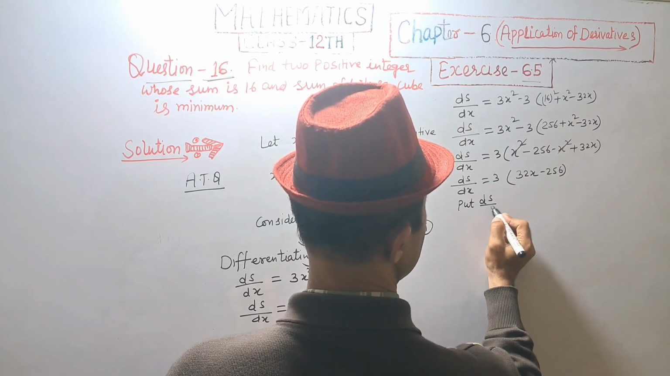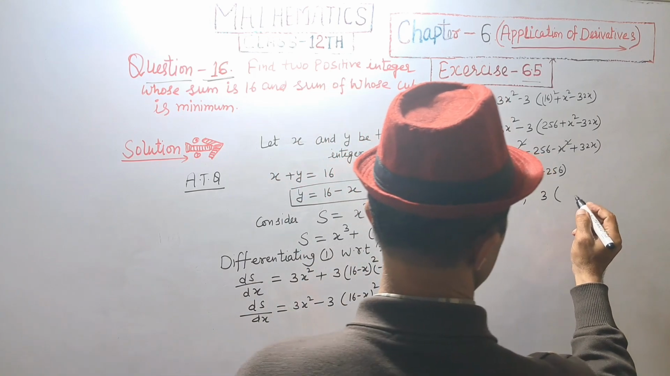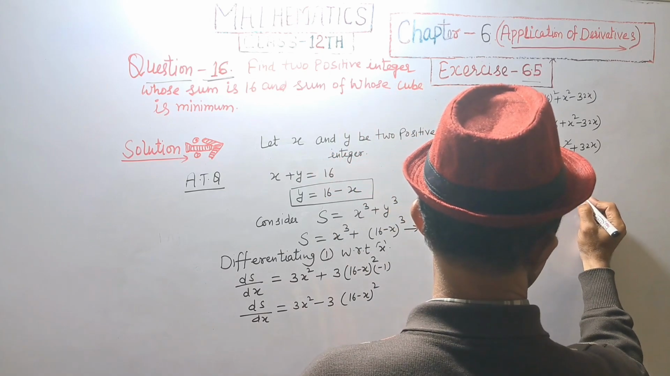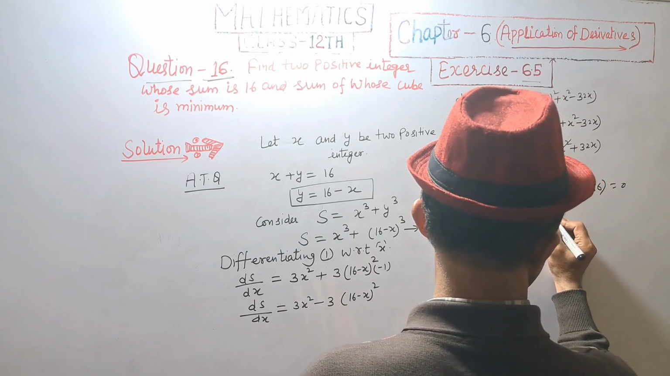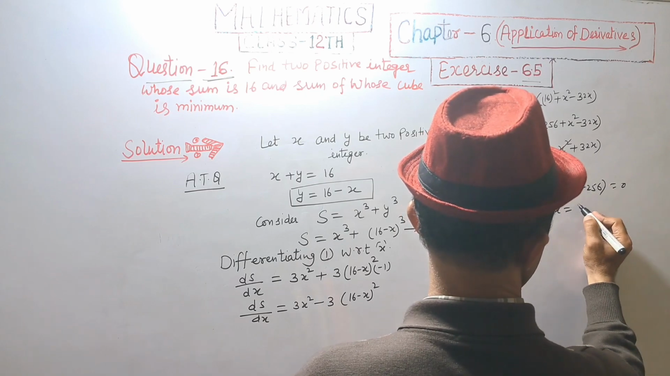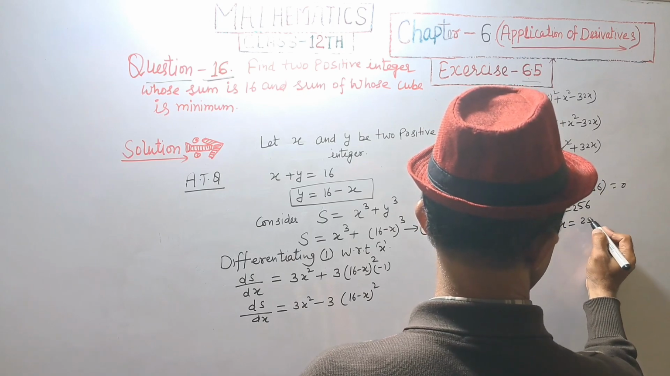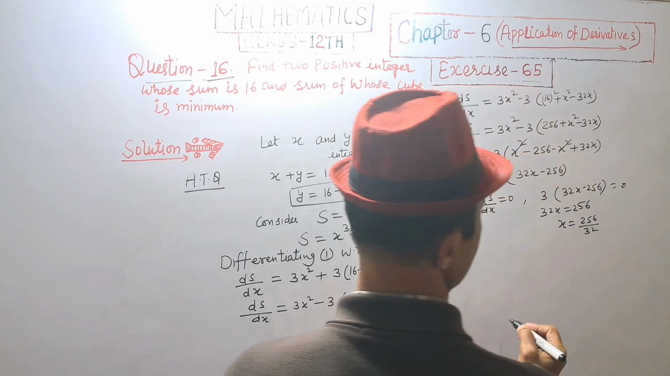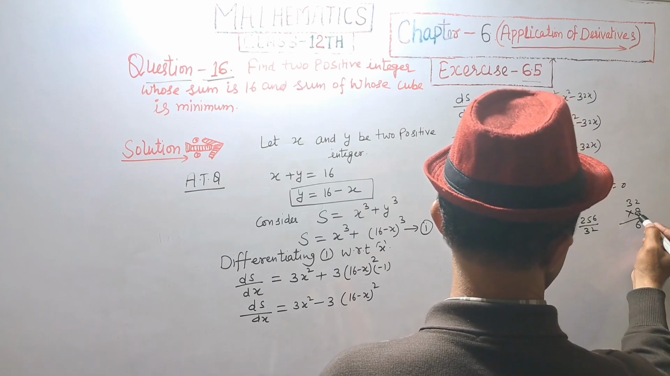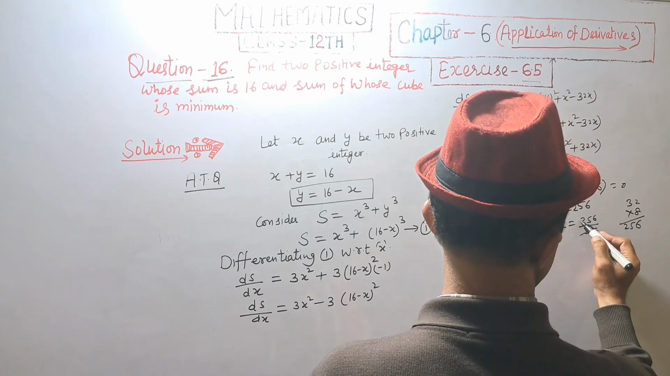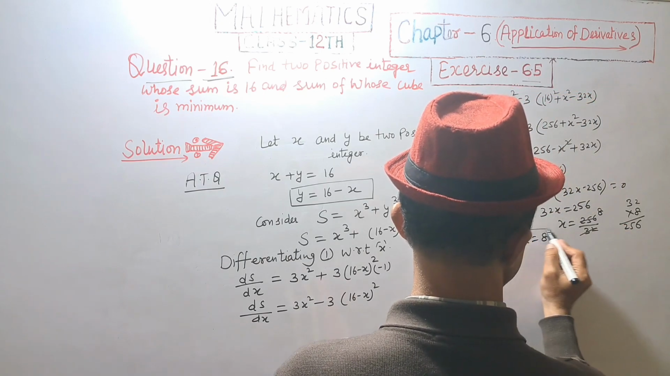Put dS upon dx is equal to 0. 3 into 32x minus 256 is equal to 0. 32x is equal to positive 256 and x is equal to 256 divided by 32. This is completely divisible by 8, 8 threes are 24 plus 1, 25. So we get the value of x is equal to positive 8.